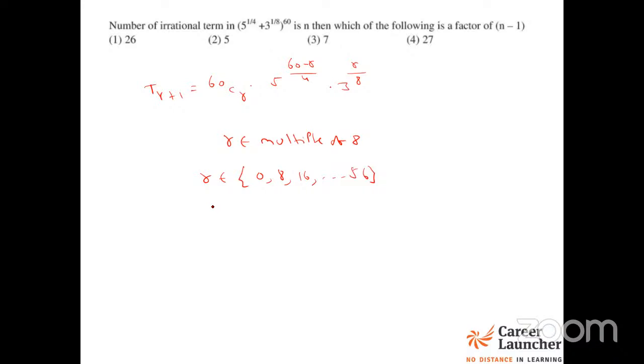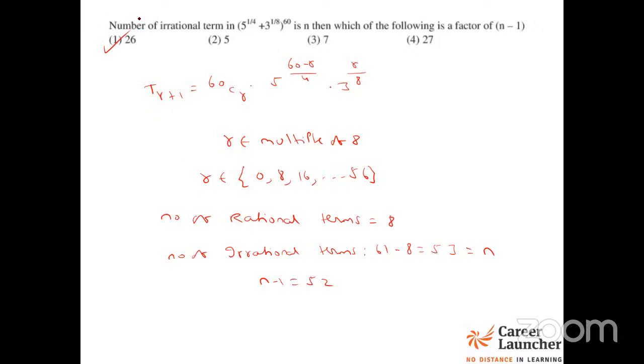So how many terms can be there? The number of rational terms will become 8. What about the number of irrational terms? Total is 61 minus 8, which will become 53. It is given that the number of irrational terms is equal to n, so the value of n is 53. Then which of the following is a factor of n minus 1? How much will be n minus 1? 52. So what will be the factor of 52? 26 will be the factor. We have only one option, right? So this is how we can solve.